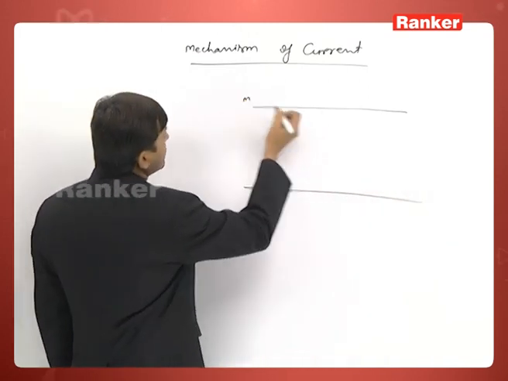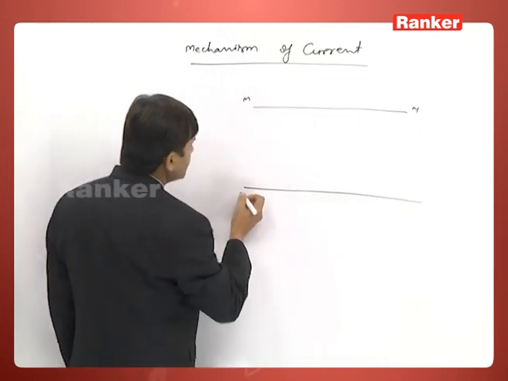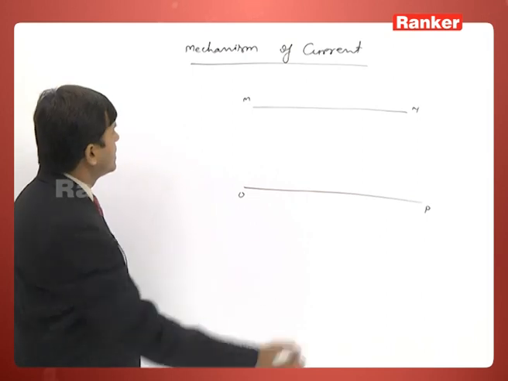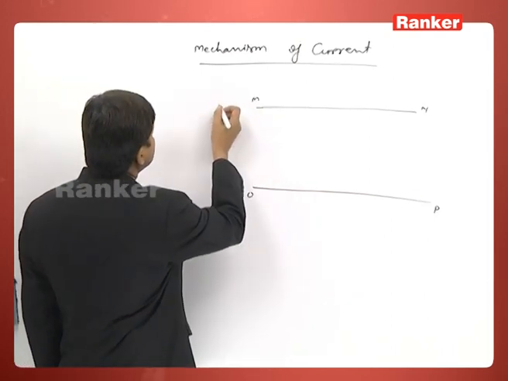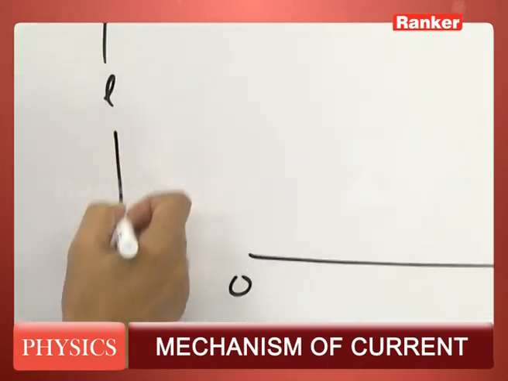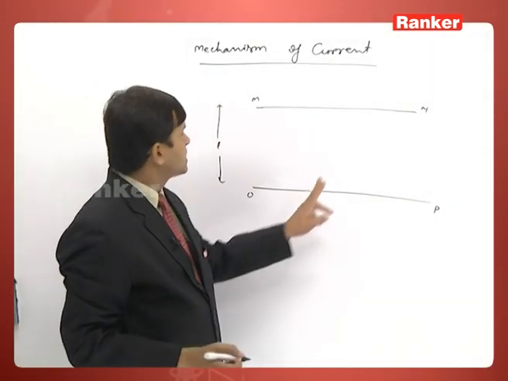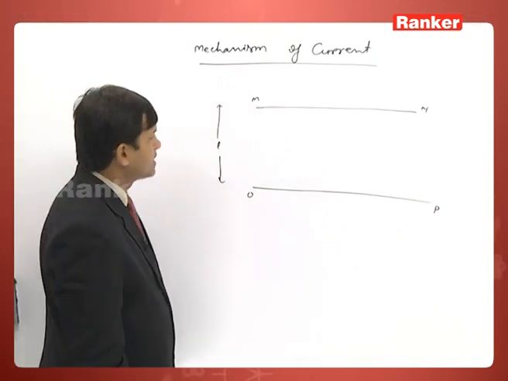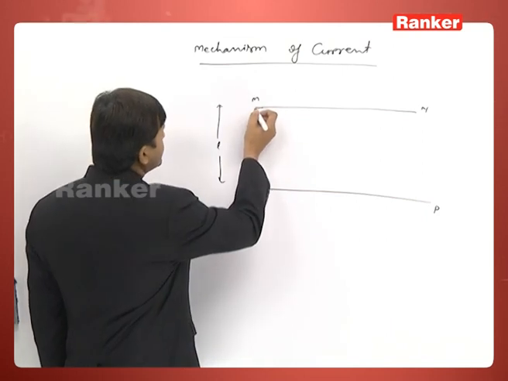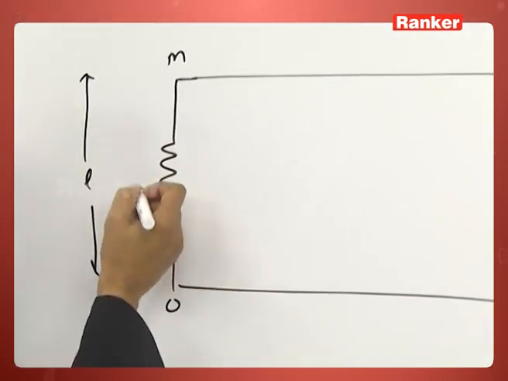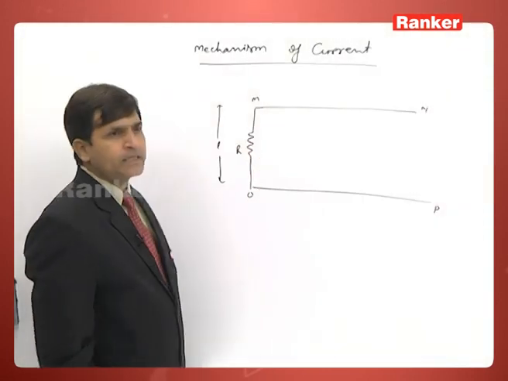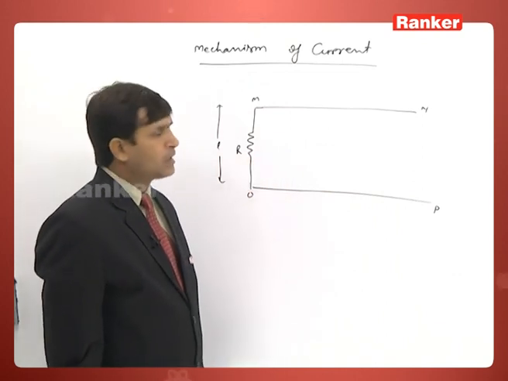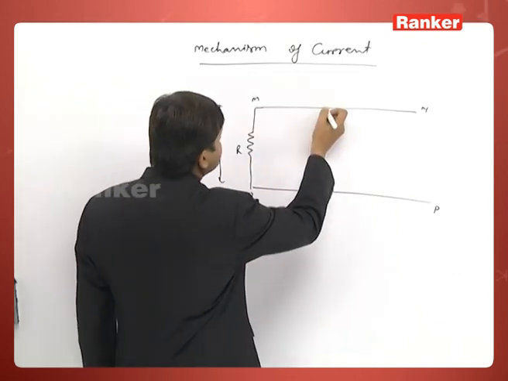I took here M, N, O, P. Let these be two parallel rails, and these two rails are separated by distance L. So, MN and OP are the parallel rails separated by distance L. Let one end of the rails be short circuited by resistance R, and a conductor is given.